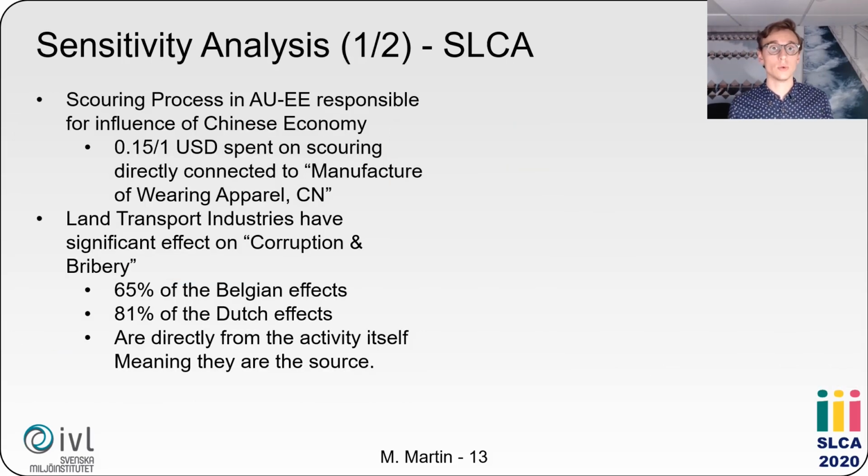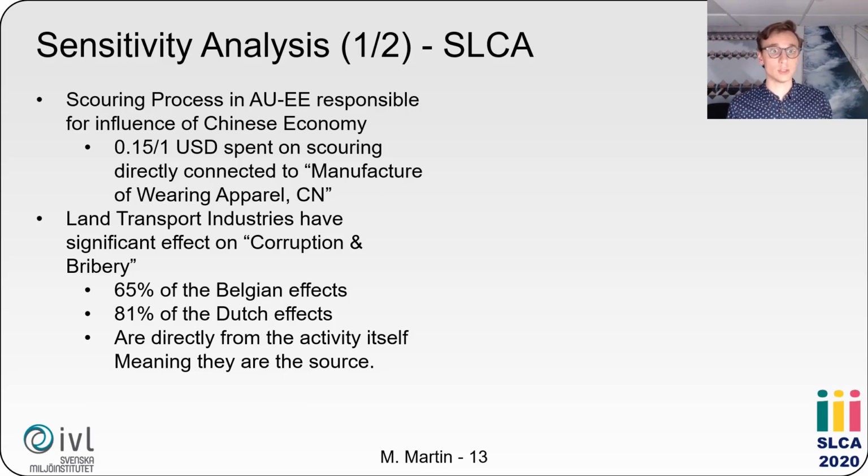Quickly going through the sensitivity analysis of the social life cycle assessment, the scoring process in the Australian supply chain showed to be responsible for the big influence of the Chinese economy in forced labor. 15 cents out of each dollar spent in the scoring sector was directly connected to the manufacture of wearing apparel in China sector.